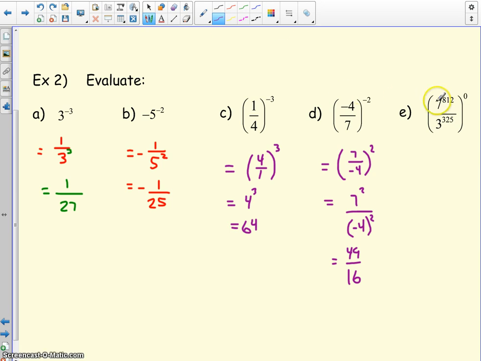Okay, and last but not least, for E, what's inside this bracket here looks absolutely horrendous. In fact, I think your calculator actually gives you errors if you try to evaluate any of these, but the big thing to notice here is that little exponent of 0. Anything to the exponent 0, no matter how ugly or crazy, is going to be equal to 1.